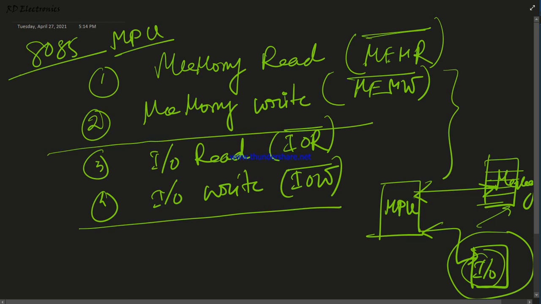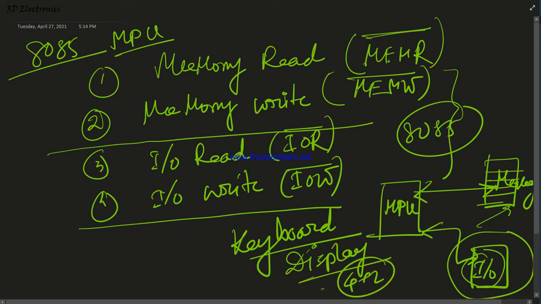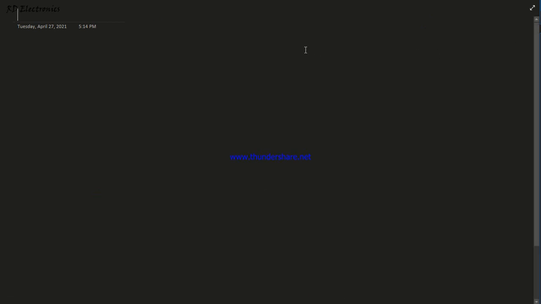In the 8085 development board, there are basically two input output devices connected. One is very important, that is the keyboard where we enter the hexadecimal number for instruction and address, and another is the 4 plus 2 digit display. The 4 digit 7 segment is used for address and the 2 digit 7 segment is used for data. Okay, so first of all, these are the four basic operations which are done by the MPU.